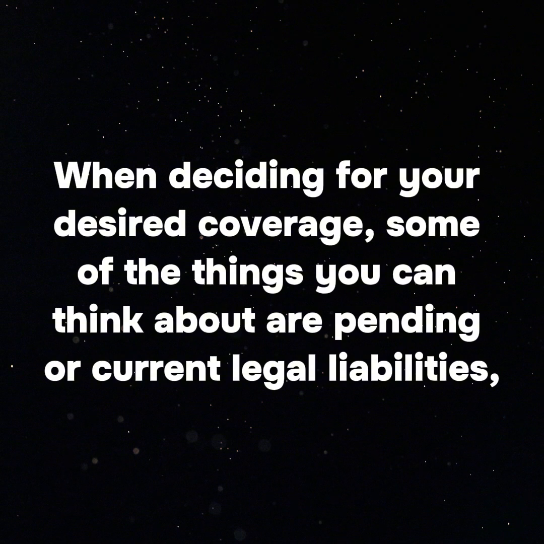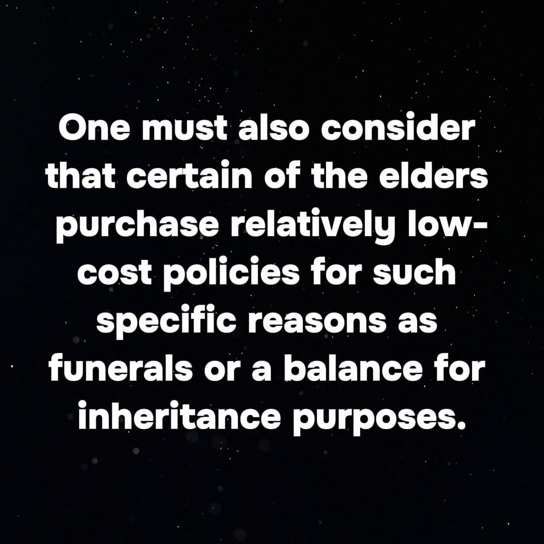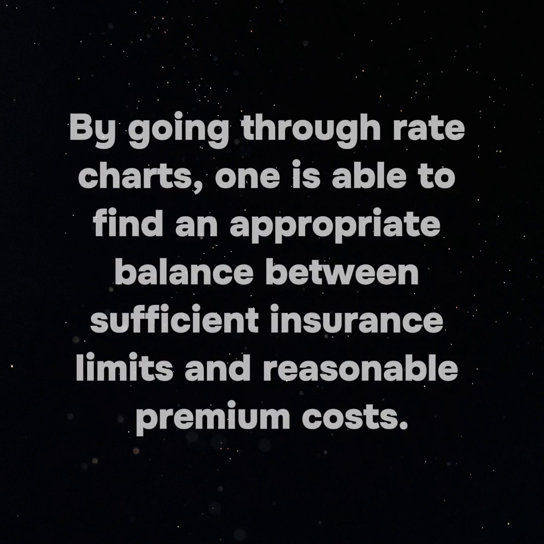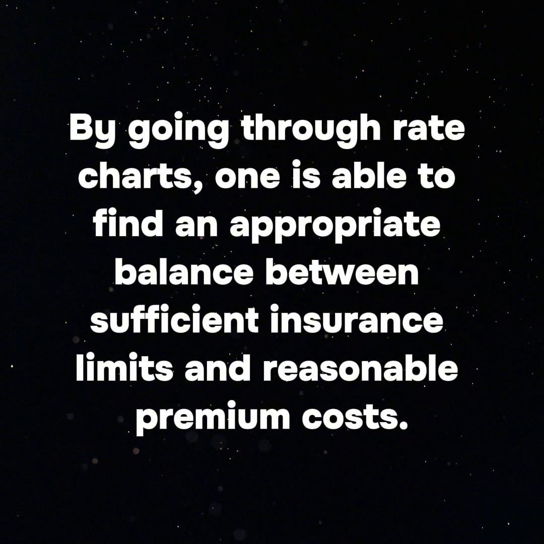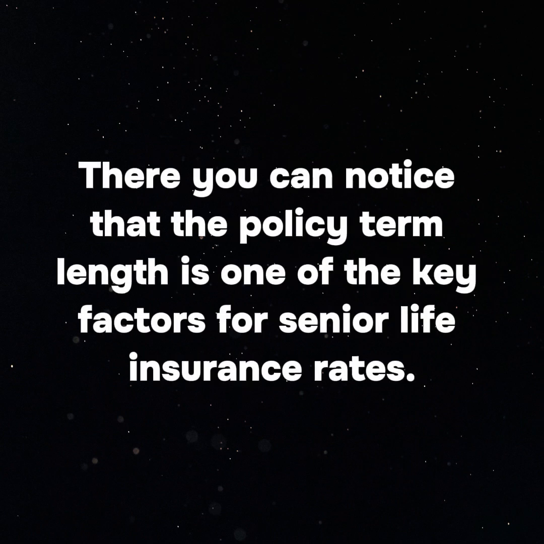When deciding on your desired coverage, some of the things you can think about are pending or current legal liabilities, future obligations, and the expenses that your beneficiaries may need to pay. One must also consider that certain of the elders purchase relatively low-cost policies for such specific reasons as funerals or a balance for inheritance purposes. By going through rate charts, one is able to find an appropriate balance between sufficient insurance limits and reasonable premium costs.